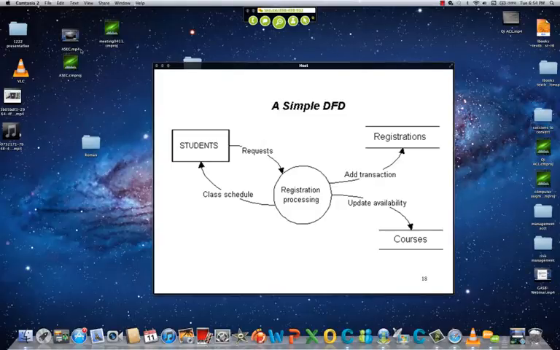Guys, listen carefully. You have a process responsible for course registrations. Students request a registration, and supposedly the request is fulfilled. So if you want to register a student, you have to add a record to the registrations table, and you also want to update availability for courses. So why do we do this?